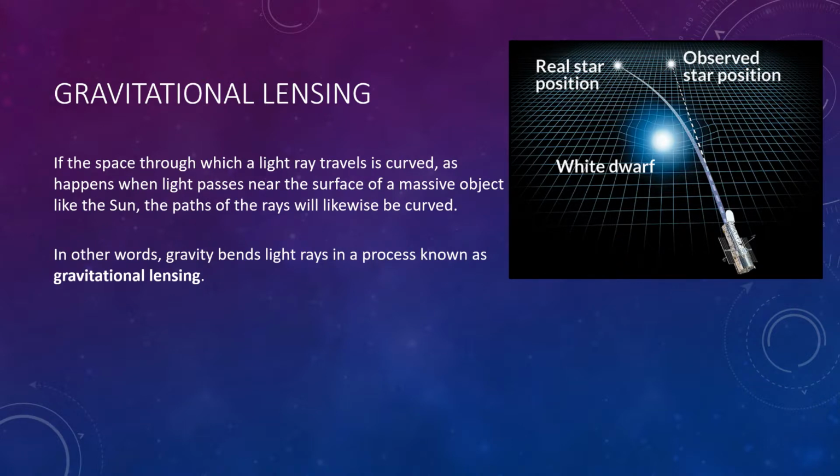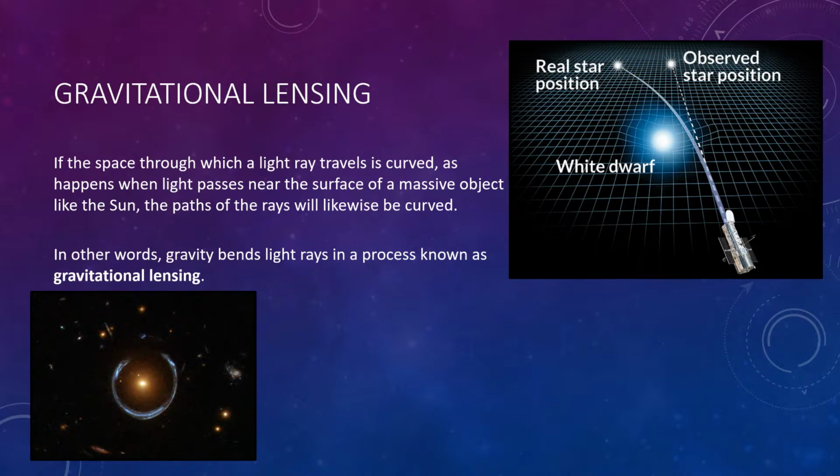Now, there are two unique consequences of general relativity that I wanted to bring up before we move on again. The first is what is known as gravitational lensing. If the space through which light rays travel is curved, as happens when light passes near the surface of a massive object like the sun, the paths of the rays will likewise be curved, just like a ball rolling on the well that we talked about in the previous slide. In other words, gravity actually bends light rays in a process known as gravitational lensing.